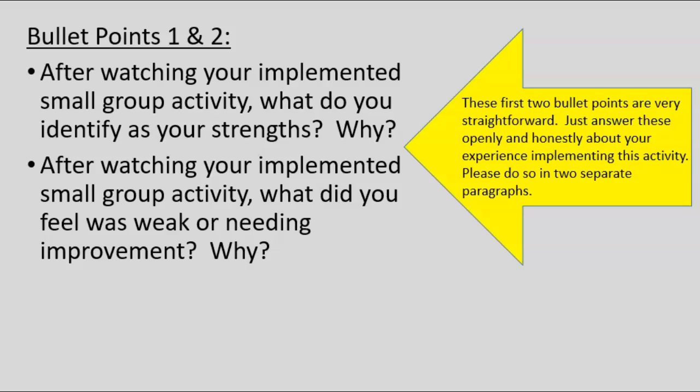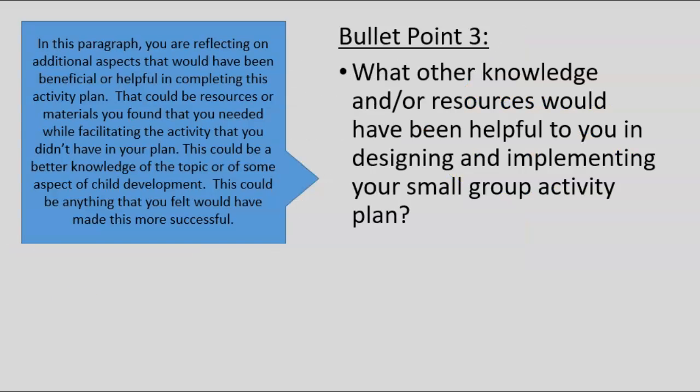Bullet point number 1, after watching your implemented small group activity, what do you identify as your strengths and why? And bullet point 2 asks, after watching your implemented small group activity, what did you feel was weak or needing improvement and why? These first 2 bullet points are very straightforward. Just answer these openly and honestly about your experience implementing this activity. Please remember to do so in 2 separate paragraphs.